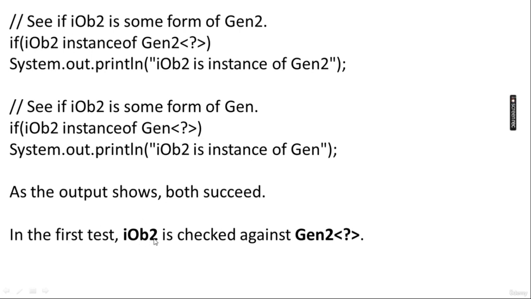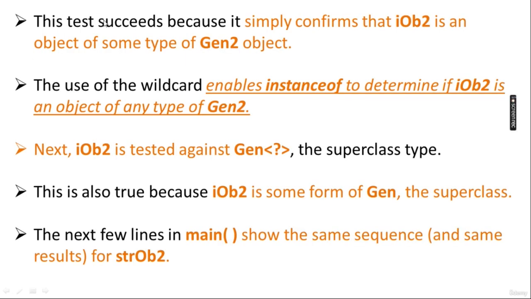Both succeed. At the first test, iObject2 is checked against Generic<?>. Okay, because iObject2 is a direct object of Generic2 and indirectly an object of Generic because it is inheriting Generic. This test succeeds because it simply confirms that iObject2 is an object of some type of Generic<?>. The use of the wildcard enables instanceof to determine if iObject2 is an instance of any type of Generic2. Okay, so this way we have understood the instanceof operator in generic classes.